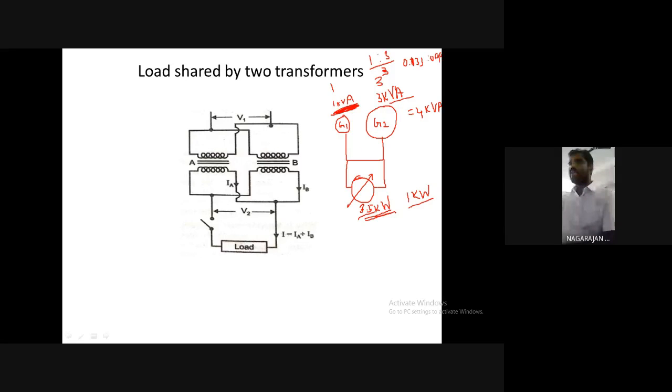Okay, so even if the load is reduced, and look at this example, 1 kilowatt, we can easily send the power with the help of this 3 kVA generator, since the generator generates 3 times the load demand. The load is requiring only 1 kilowatt, the generator is generating 3 kilowatts. But still we will share the load and send that to the load. This is the beauty of parallel operation.